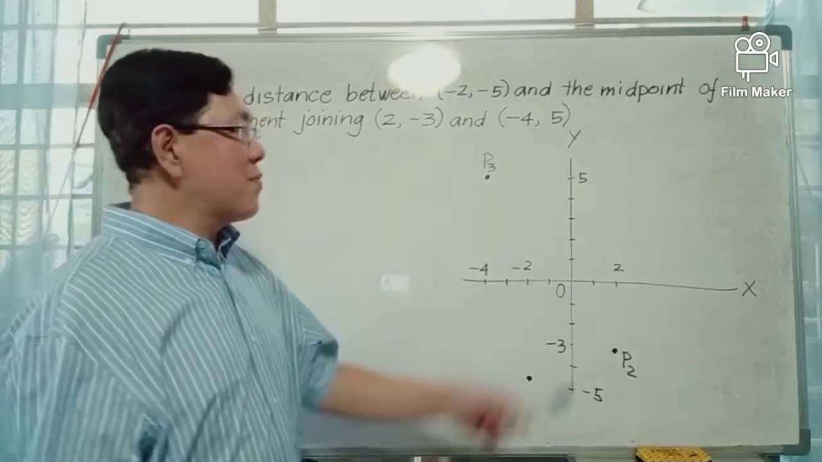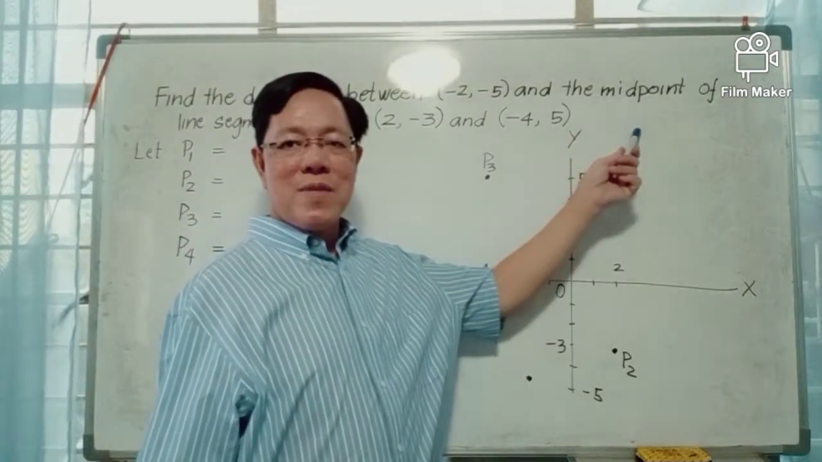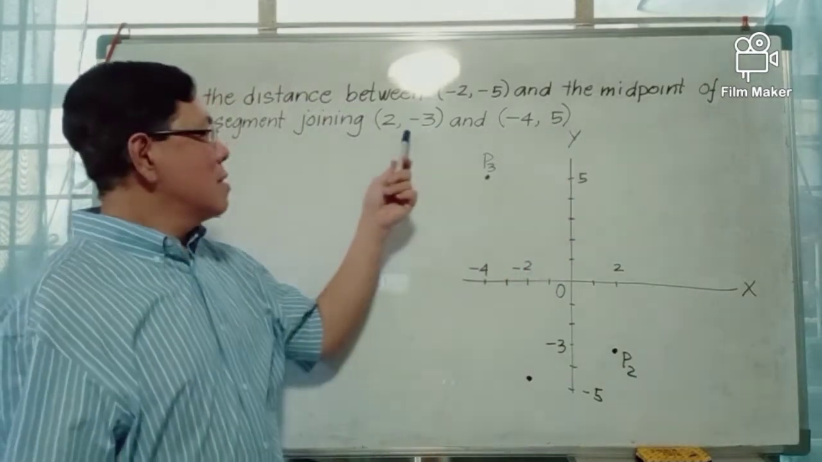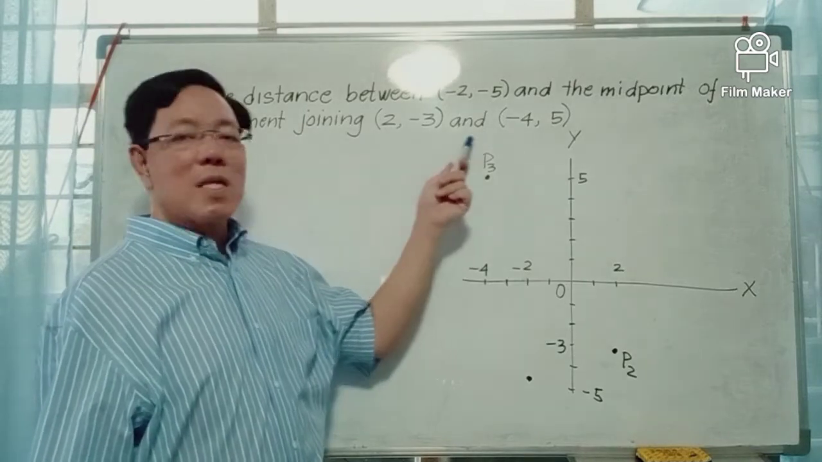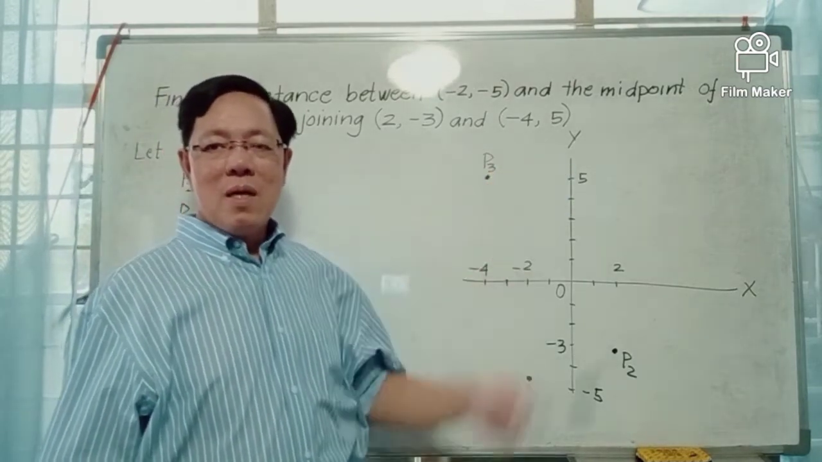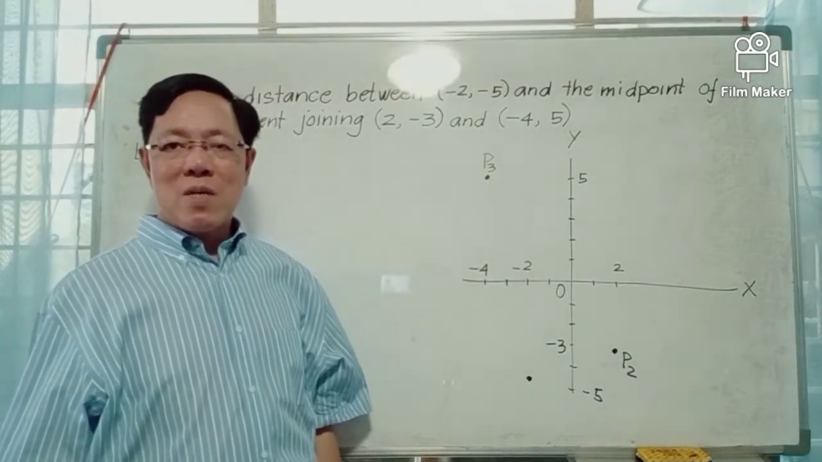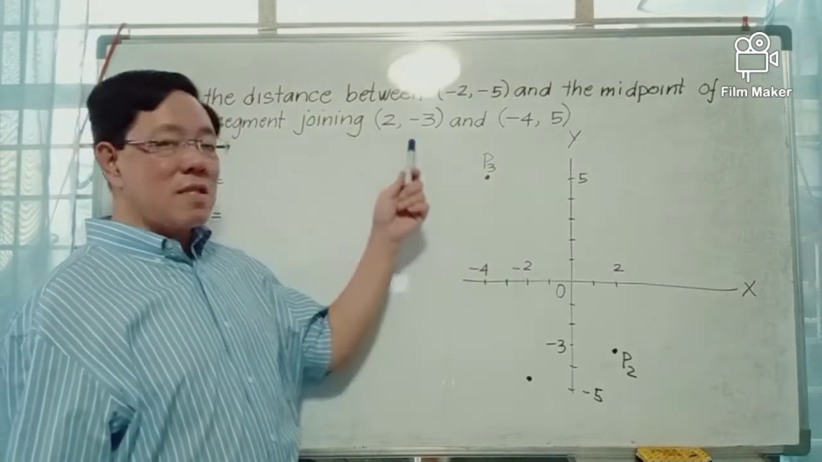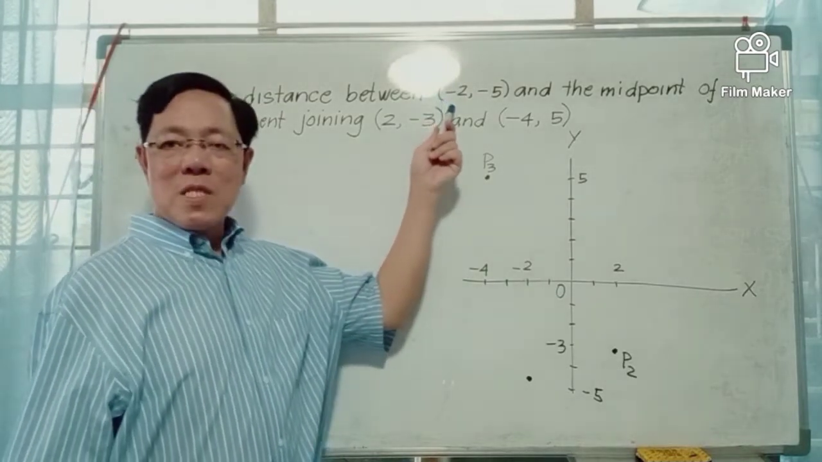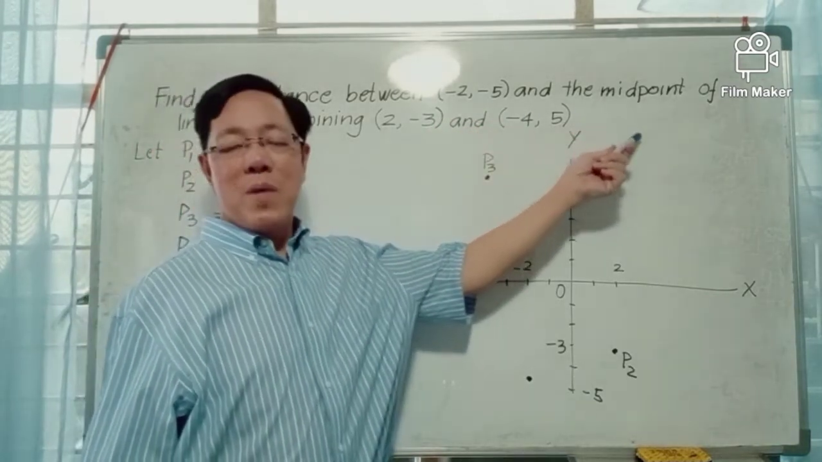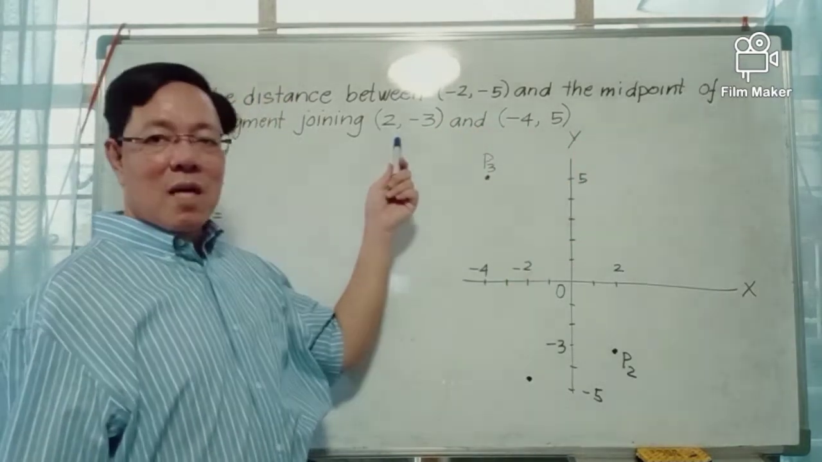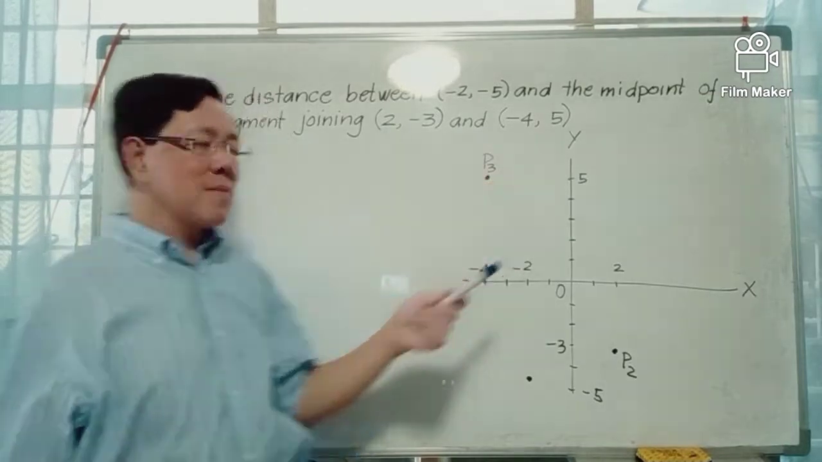First step, you have to find the midpoint of the line segment, the point halfway between the points (2, -3) and (-4, 5). After we obtain the midpoint of the line segment, we get the distance between the first point given, (-2, -5), and the midpoint of the line segment through these points.